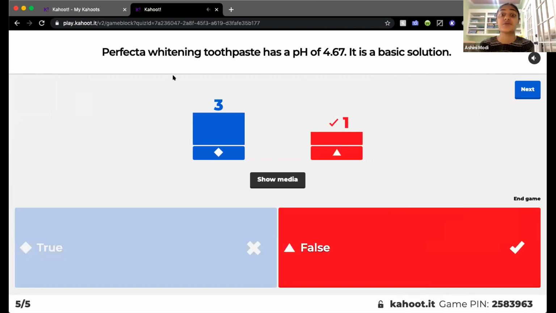And the answer was false. When something has a pH of 4.67, like I said, 7 is our neutral number. So water has a pH of 7, and anything less than 7, in that range of 1 to 6, means that's acidic, and anything in the range of 8 onwards is going to be basic. So toothpaste is actually an acidic solution, and that's how it's able to clean our teeth. But on the contrary, soap is a basic solution. So that's something that's really interesting to think about.